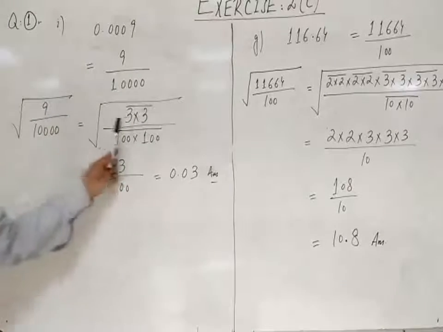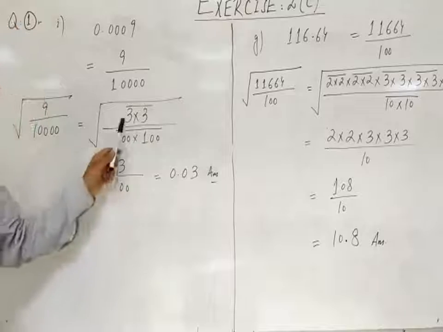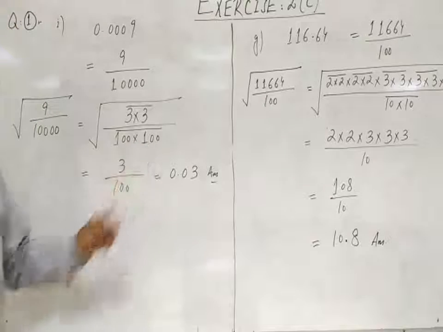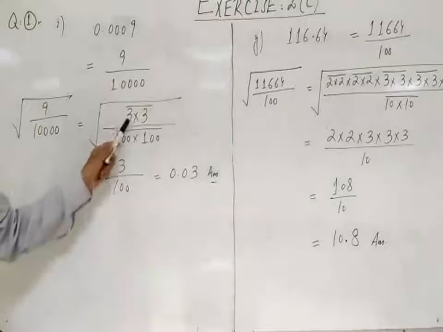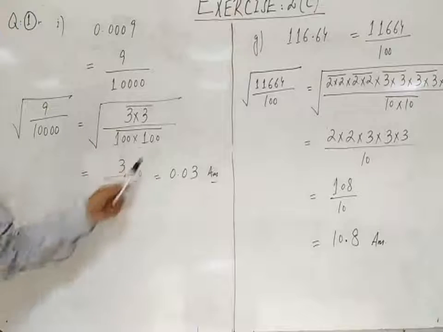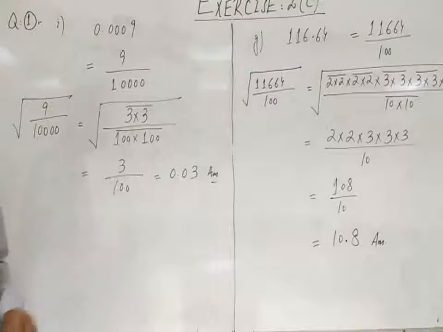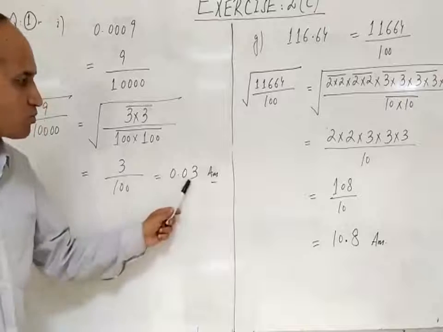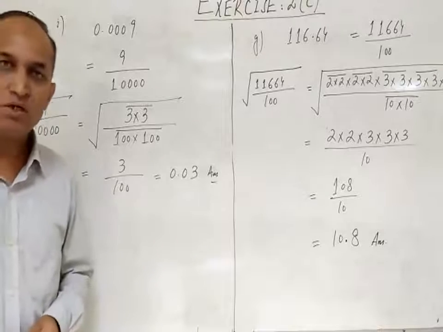We can write 9 as 3 by 3 and 10,000 as 100 into 100. So we have the pairs. 3 from here and 100 from here. We have 3 over 100, which is equal to 0.03. That is the answer.